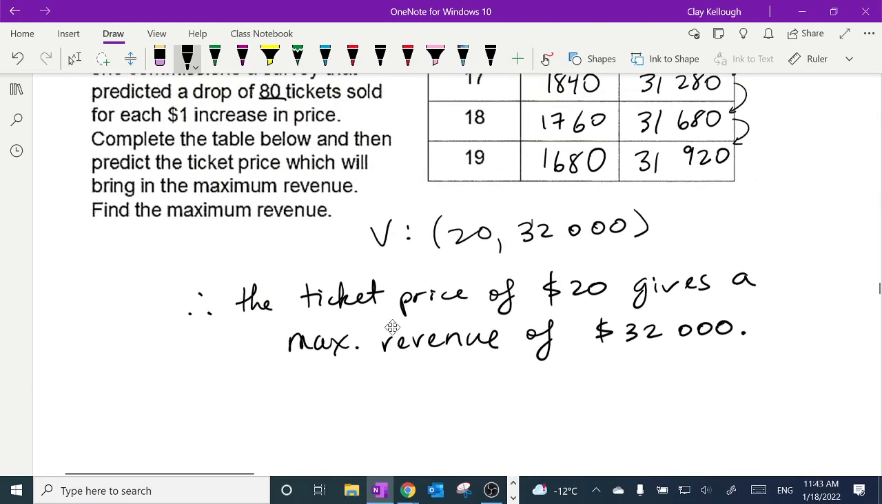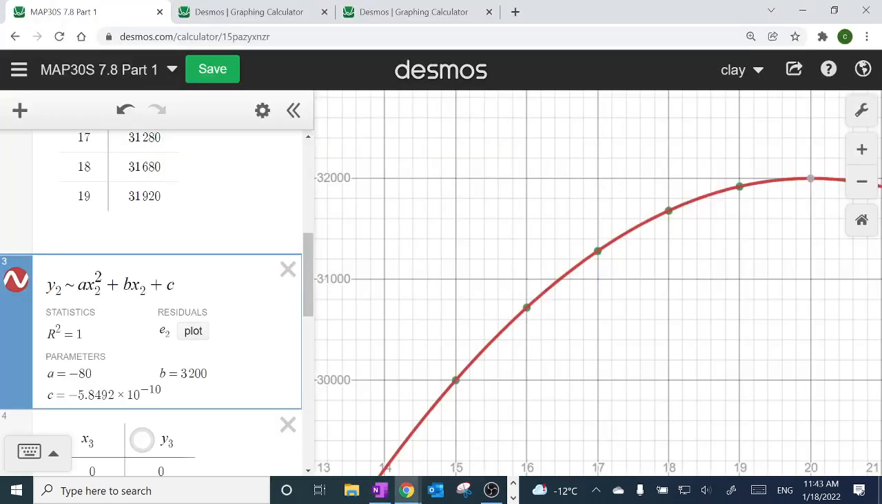Oh, did I lose you somewhere? I don't know how you got that on this. Okay, well, did you type it in just like this? Regression.